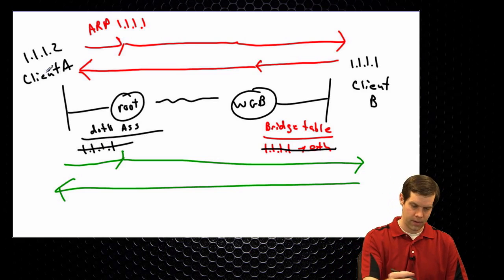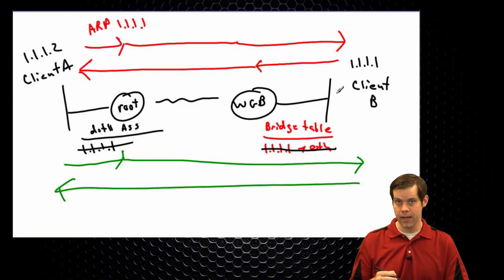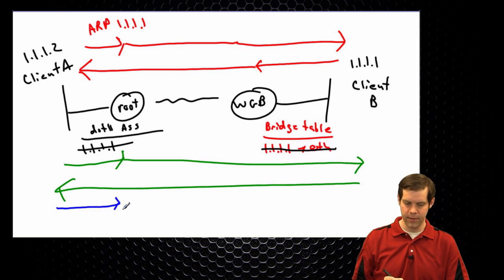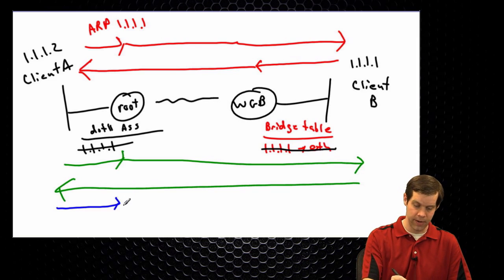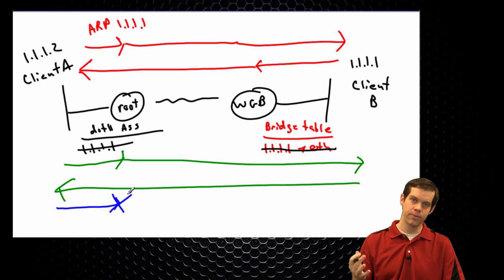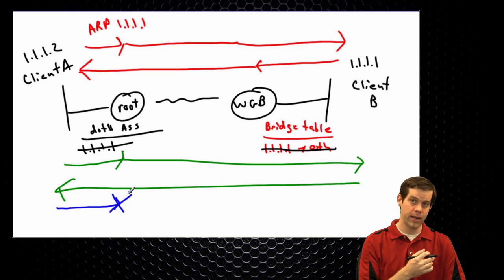But client A still has it in its ARP table because ARP tables usually persist for many hours. What's going to happen? Client A wants to talk to client B again. Okay, we'll start a new conversation, sends a unicast packet to 1.1.1.1. The root receives it, looks it up, and says, I don't have an entry for this IP address or this device, so I'm going to drop it. And client A just keeps on trying this over and over and over again because it knows the MAC address in its ARP table, so it's not going to re-ARP until the ARP table times out.